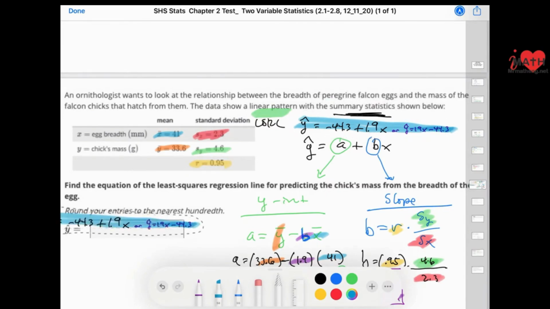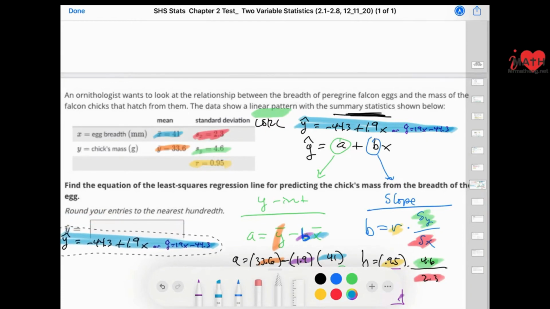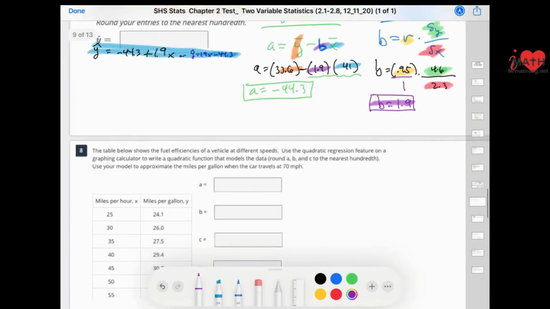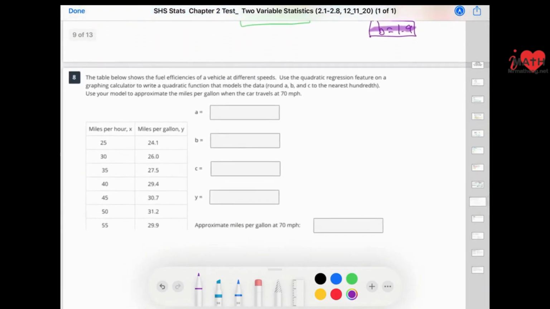Okay, now it told me to round my entries to the nearest tenth, but either would work. Okay, let's go on to the next one. Number 8.